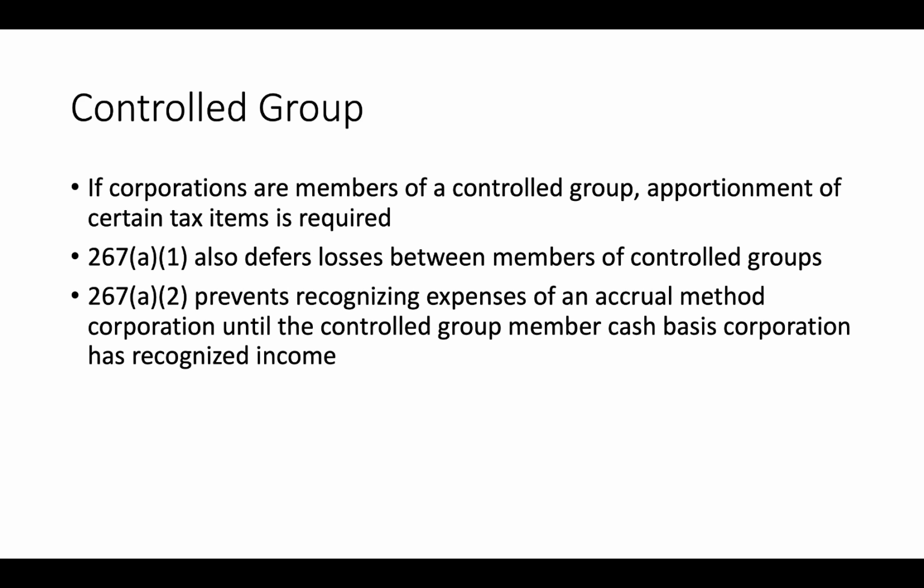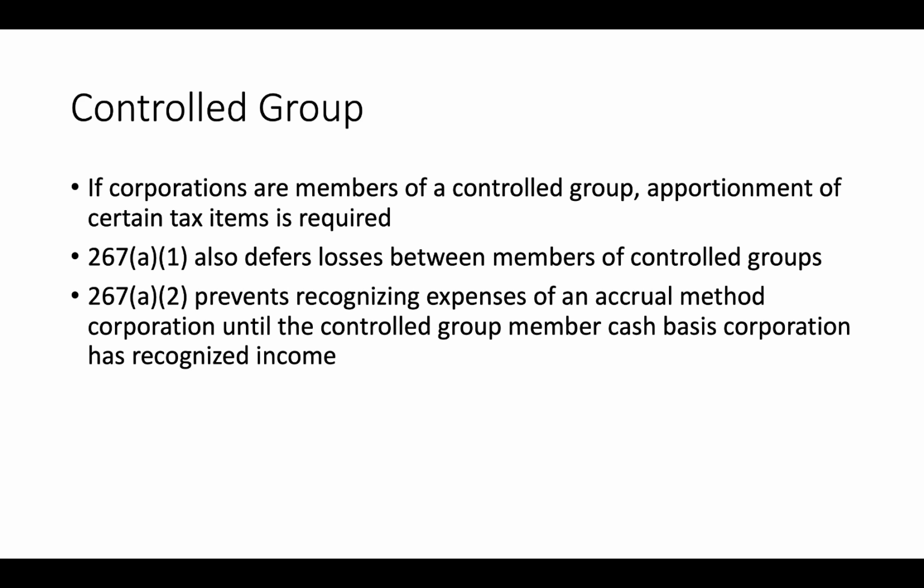267A2 is going to prevent recognizing expenses of an accrual method corporation until the controlled group member cash basis corporation has recognized income. So if I am an accrual basis taxpayer and I have an expense that I have accrued but not yet paid, normally I would get to take a tax deduction for that. But I can't do it if I'm a member of a control group and I owe that expense to another member of the control group, and that other member of the control group is a cash basis taxpayer.